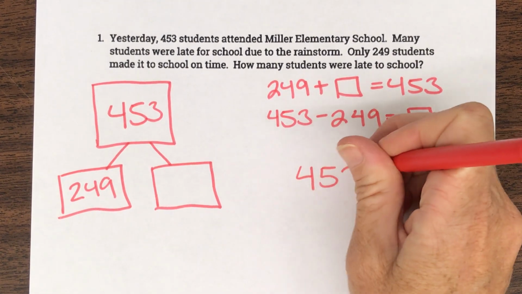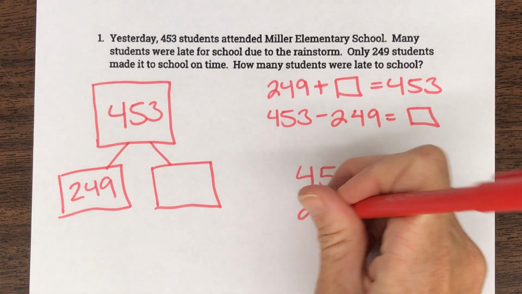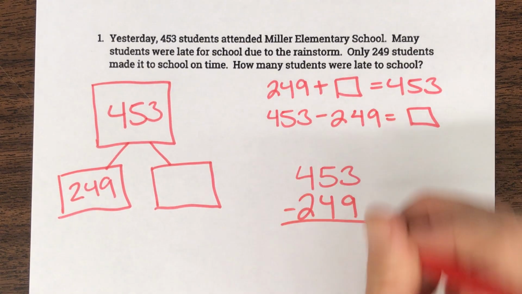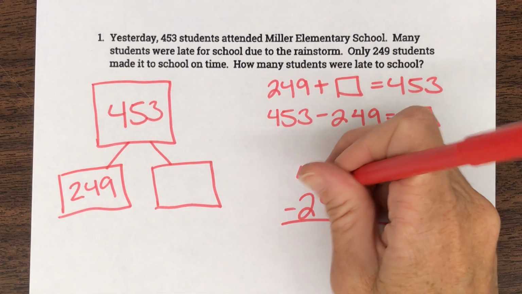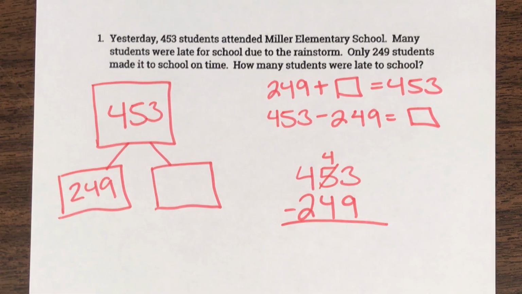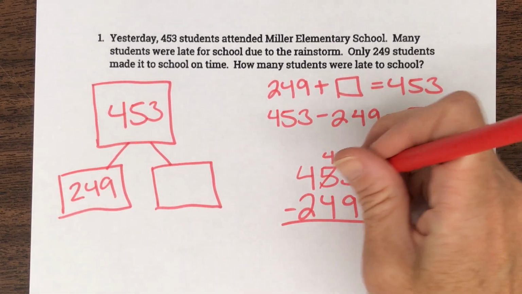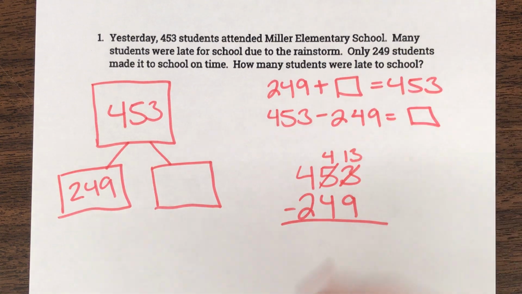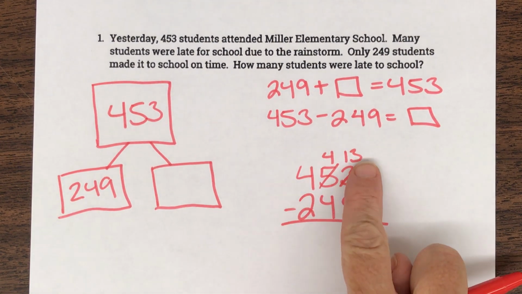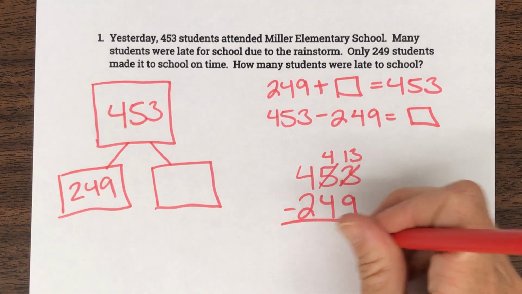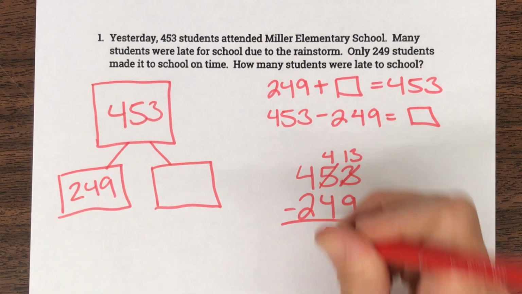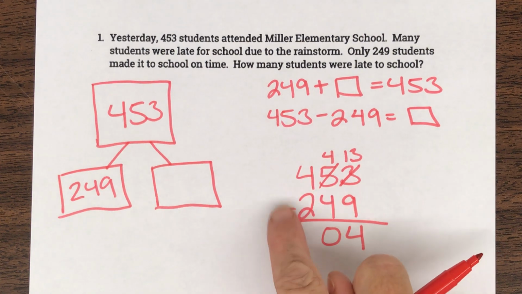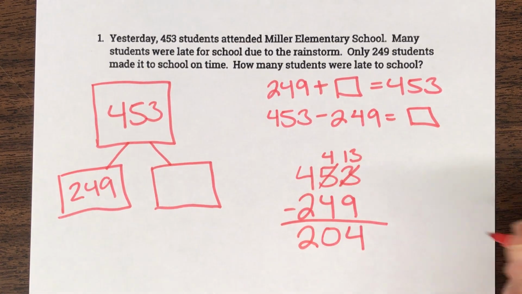So 453 take away 249. Okay, so what do we have? We have 3, take away 9 is not possible. So let's regroup and take away a 10. So there's 4 10s left, and I'm going to bring those 10s here, and now I have 13 ones. So 13 take away 9 is 4. 4 take away 4 is 0. And 4 take away 2 is 2.